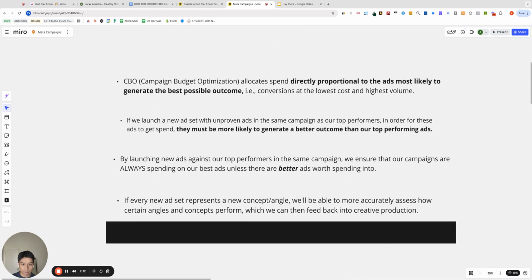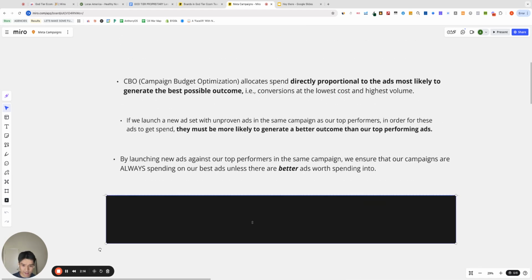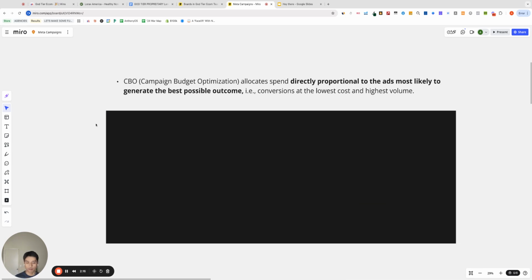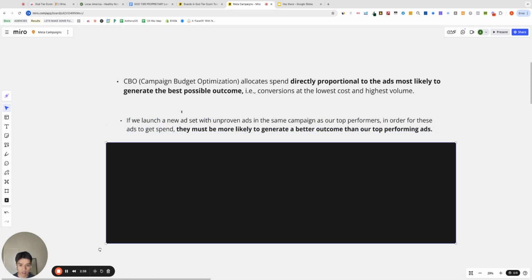Super simple. Now, I'm going to showcase, and I already gave a sneak peek, but I want to talk through these points very quickly. So CBO, campaign budget optimization, allocates the spend directly proportional to the ads most likely to generate the best possible outcome, which for your campaign should be conversions, purchase conversions at the lowest cost and the highest volume, unless you are using manual bidding. Okay, very simple.